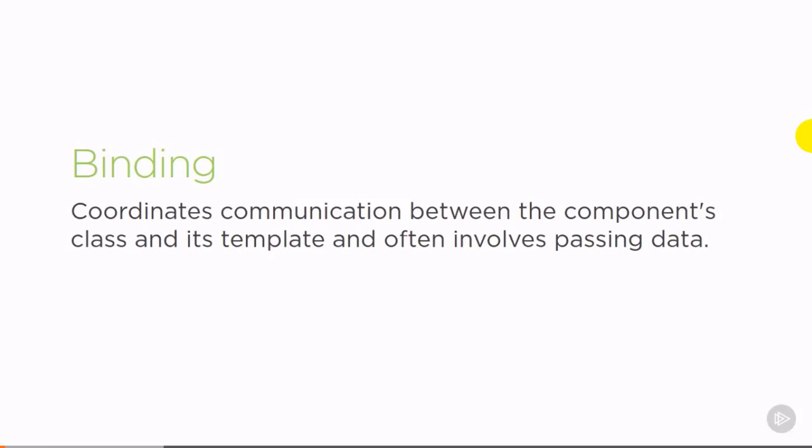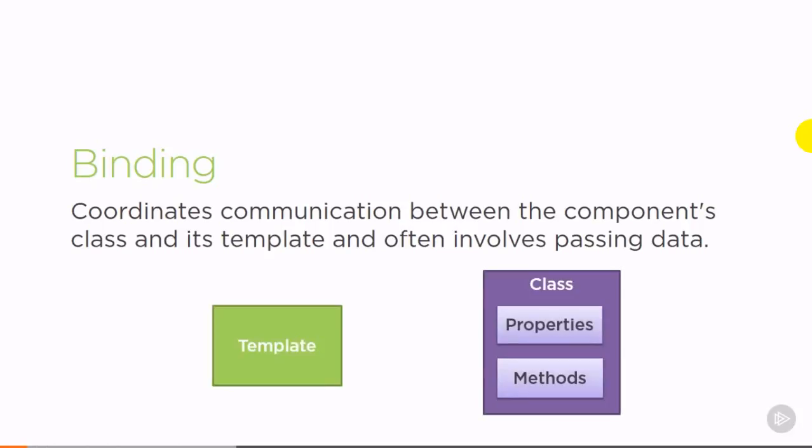In Angular, binding coordinates communication between the component's class and its template and often involves passing data. We can provide values from the class to the template for display, and the template raises events to pass user actions or user-entered values back to the class. The binding syntax is always defined in the template. Angular provides several types of binding, and we'll look at each of them.